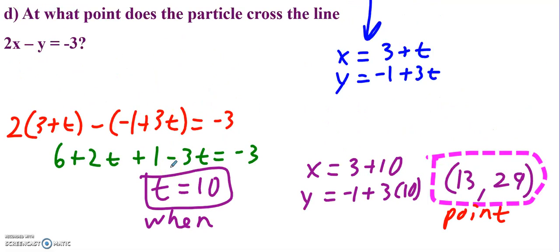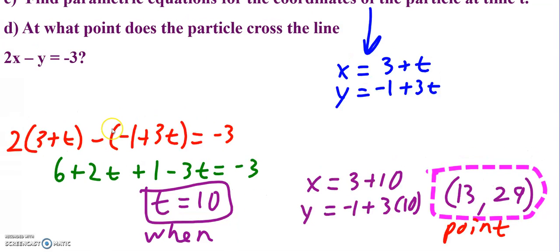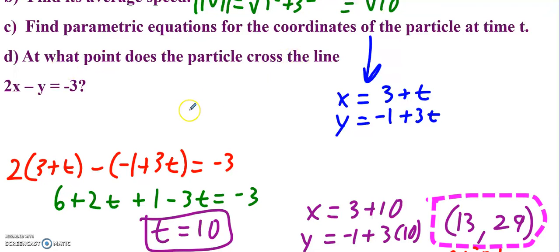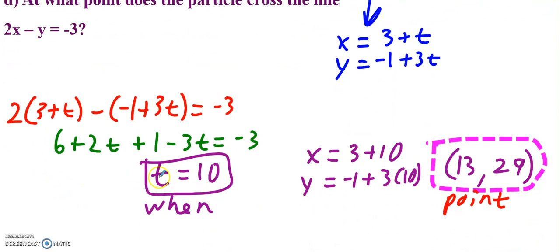So the question was, at what point does the particle cross the line? Well, the particle crosses the line when t equals 10. So then if I plug that back into my parametric equations, I can find the point is the point 13, comma 29. So this is where it's important to make sure we understand what the question is asking us for, because here it's easier for us to find the when. So when does it intersect the line first, and then we plug that back into the parametric equations to find the actual point where it crosses the line.